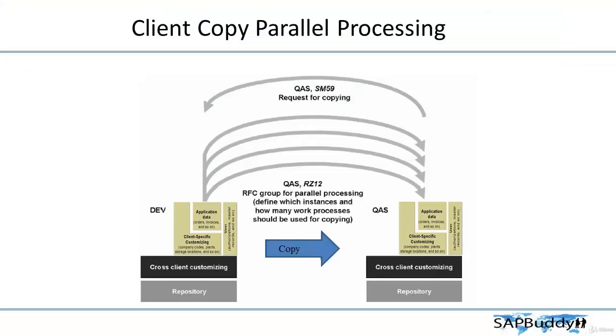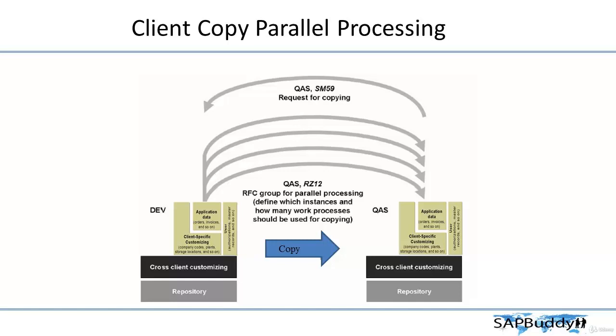So far what we have seen is client copy, local copy, as well as remote client copy. Now let us see what client copy parallel processing is. In the client copy functions, we can use multiple parallel processes which can speed up the client copy operations. Of course, we need to take all other factors into consideration. For example, network performance and database performance, everything we need to consider in order to increase the performance of the client copy process.